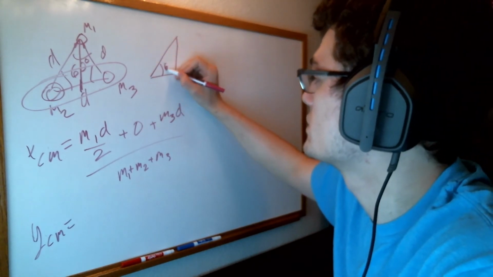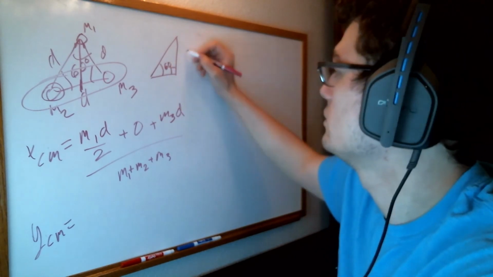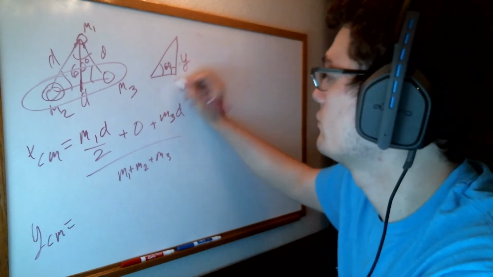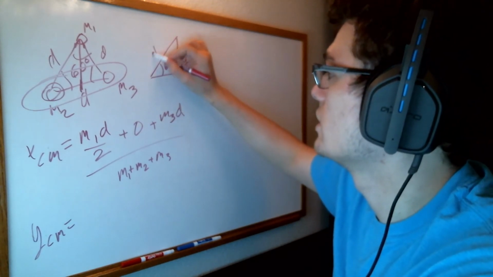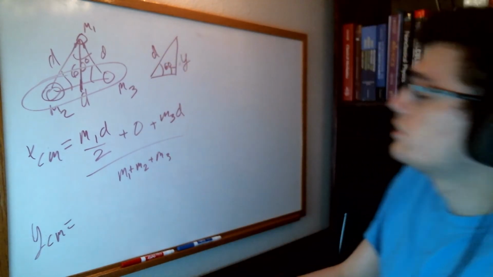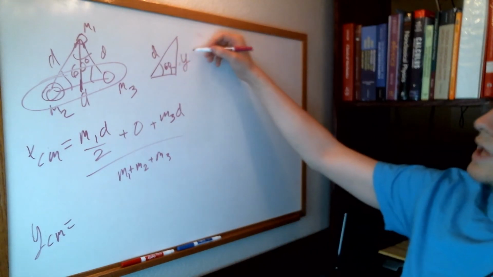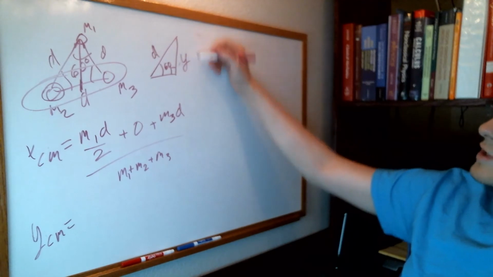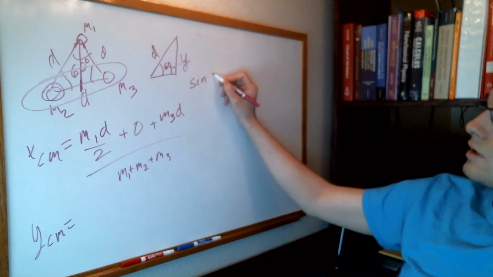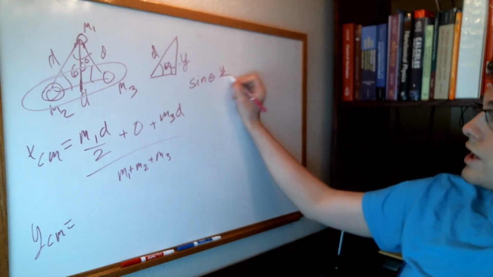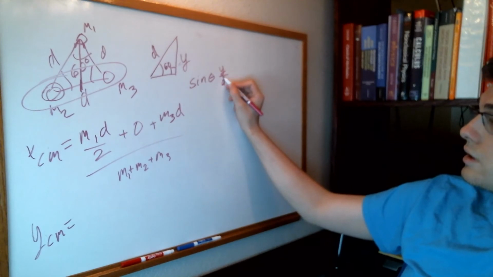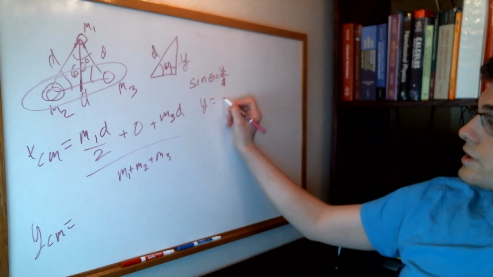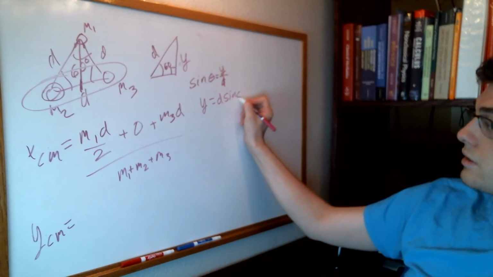This is going to be 60. This is a right angle. This is our distance Y that we're solving for. This is going to be a distance D. So we have our hypotenuse, but we need our opposite here. So we'll use sine theta is equal to Y over D. And so then Y is going to equal D sine theta.